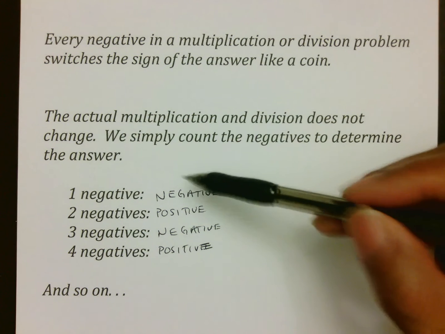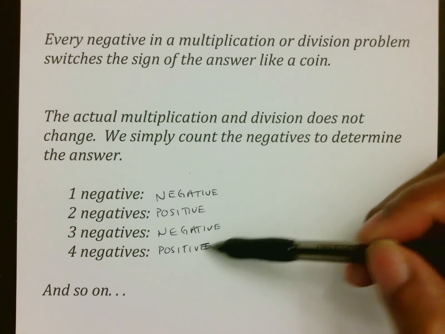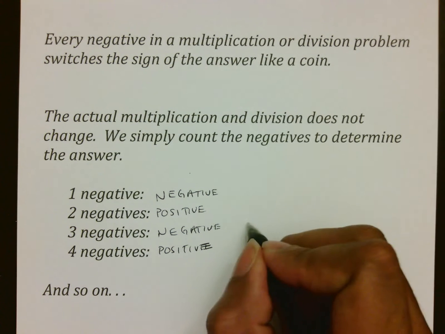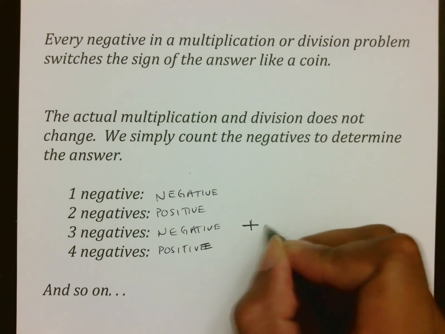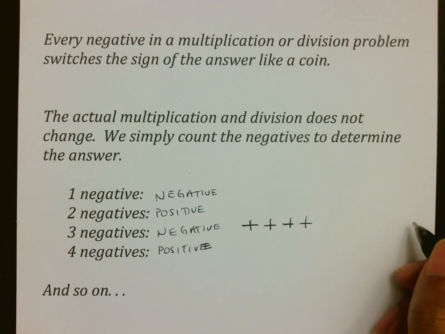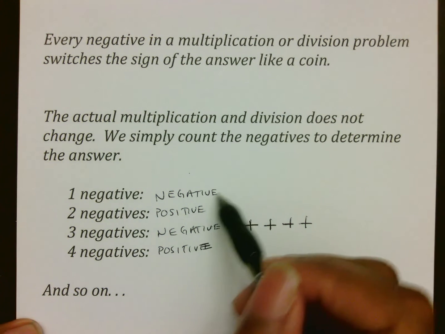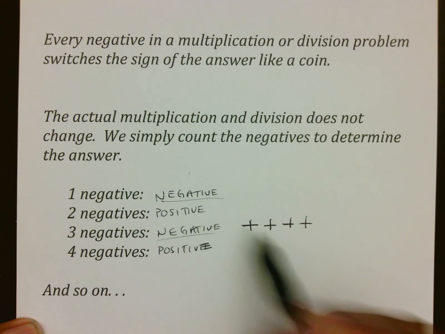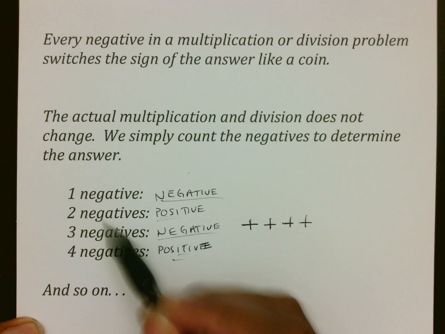So again, 0 negatives is positive, 1 negative goes to negative, then it becomes positive, then it becomes negative, then it becomes positive. You could even do it in such a way where you say 1 negative looks like this, 2 looks like this, 3, 4, 5, 6, 7, 8. And you could use that to count. Or you could even use your common sense on this, which is notice that all your negative answers are odd and your positive answers are even.